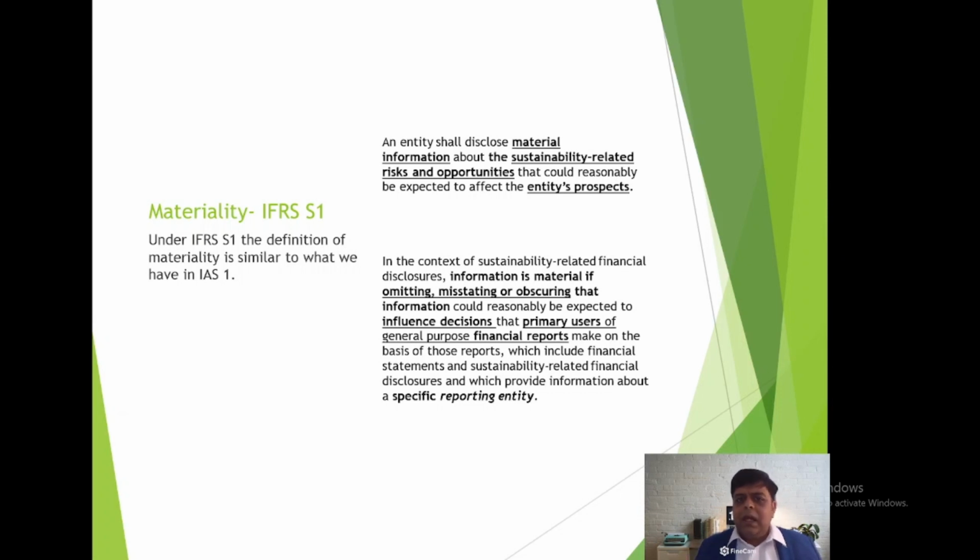An entity shall disclose material information about the sustainability related risks and opportunities that could reasonably be expected to affect the entity's prospects. In the context of sustainability related financial disclosure, information is material if omitting, misstating, or obscuring that information could reasonably be expected to influence decisions that primary users of general purpose financial reports make. Exactly the same, and I think it doesn't require much elaboration. We understand what it means.